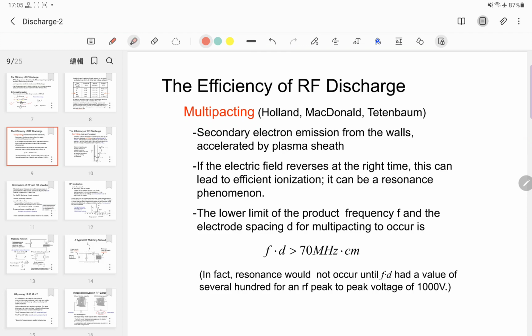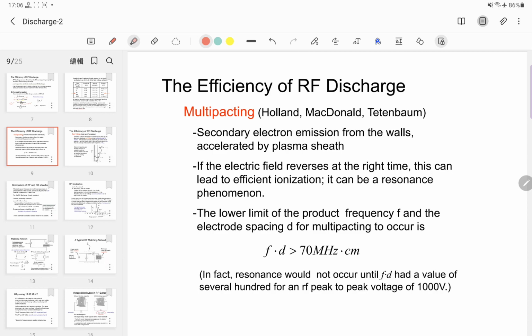In the next two slides, in Chapman's book, he also explained other effects of RF which can increase the energy of the electron and enhance ionization. The first part is the multipacting effect. In the multipacting effect, we can just look at the surface of the chamber wall or the surface of the electrode.